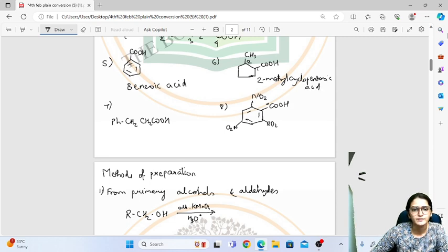Now the next one, pH. Now what is pH? Most of the students ask this question, that what is this pH? pH is a phenyl group. So if I write it in terms of structure, it will look like this. Okay, phenyl group attached to the CH2CH2COOH. Now this chain is our prior chain.